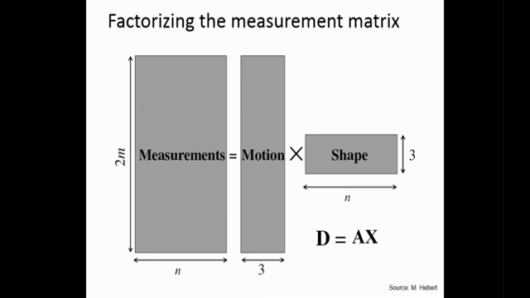Now I want to decompose my 2m by n measurement matrix. This is all the observed points arranged in this way, where the columns correspond to points and rows correspond to cameras. I want to factor it into this motion matrix, which is a 2m by 3 matrix of all the affine parameters, and my shape matrix, which is an n by 3 matrix of all the 3D point values.